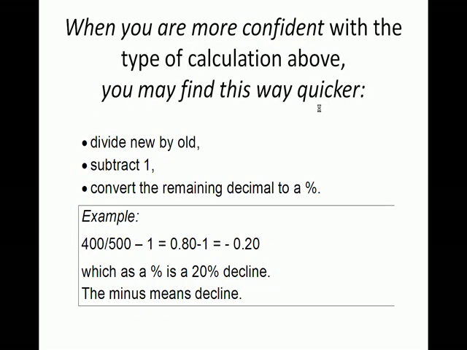When you're more confident with this type of calculation, you may find this actually quicker. Divide the new by the old, subtract 1, convert the remaining decimal to a percent. The example, 400 divided by 500 minus 1, 0.8 minus 1 is minus 0.20, which as a percent is a 20% decline. The minus means decline.